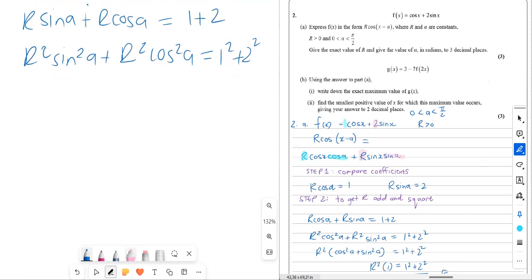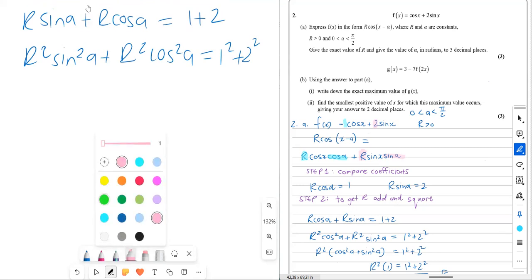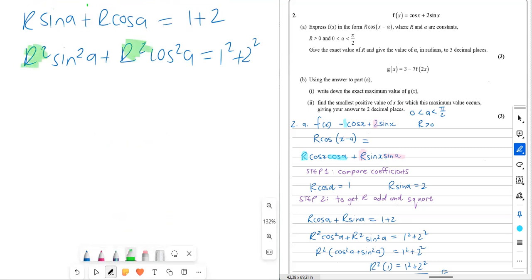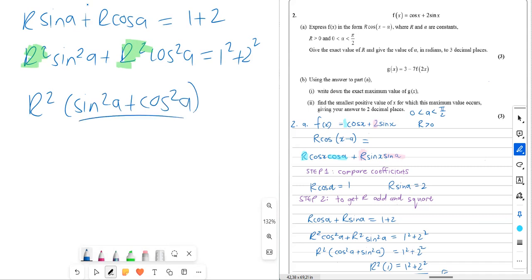If you take out R squared as a common factor over here, we end up with sine squared A plus cos squared A, which we know is an identity that equals 1. So that's easy. On this side, we have 1 squared plus 2 squared. So 1 squared is 1, so it's 1 plus 4. So this is just 5 for now. So we know that our R squared equals 5.